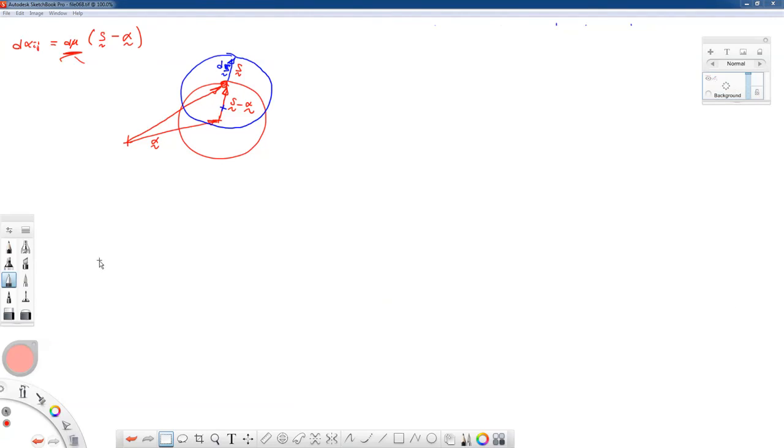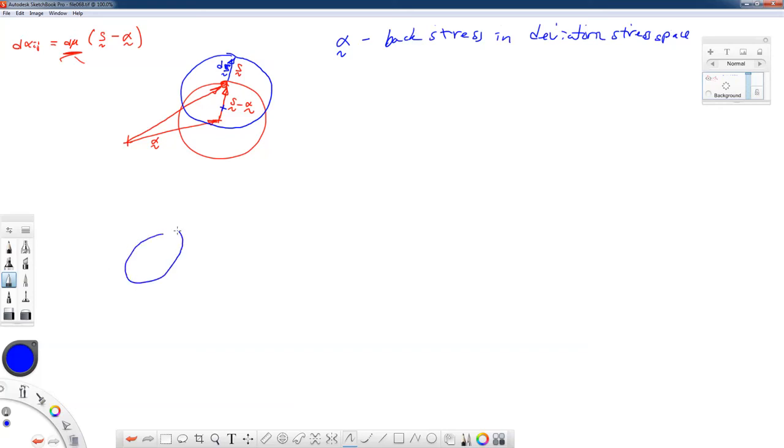All right, so at this point, let's be just a little bit more careful with our terms. As I have it in my picture, the tensor alpha is my backstress tensor in deviatoric stress space. Now, most people use the same symbol, alpha, for the backstress in regular stress space, the sigma. In regular stress space, our yield surface for the von Mises criterion will plot as an ellipse.